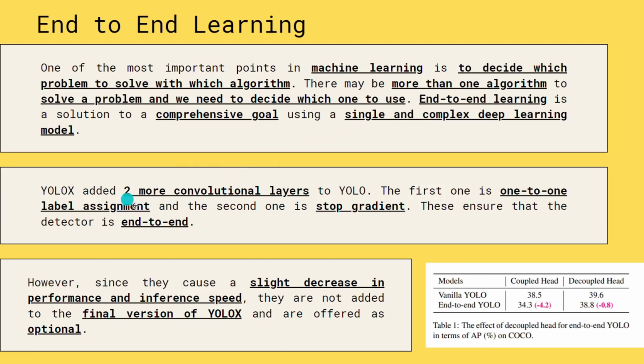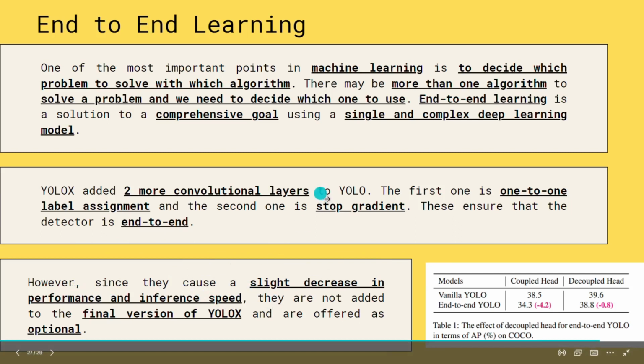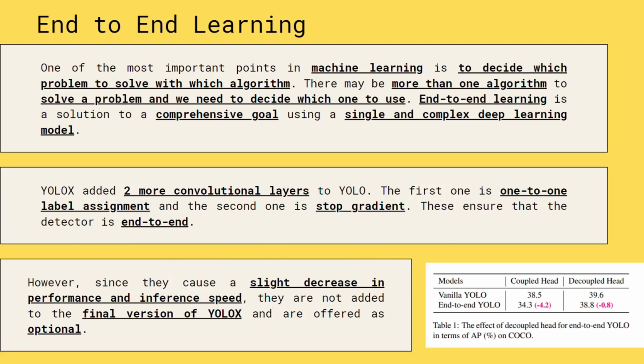And YOLOX added two more convolutional layers to the YOLO model. The first one is a one-to-one label assignment, and the second one is a stop gradient. These ensure that the detector is end-to-end. However, since they cause a slight decrease in the performance and inference speed, they're not added to the final version of YOLOX and are offered as optional.